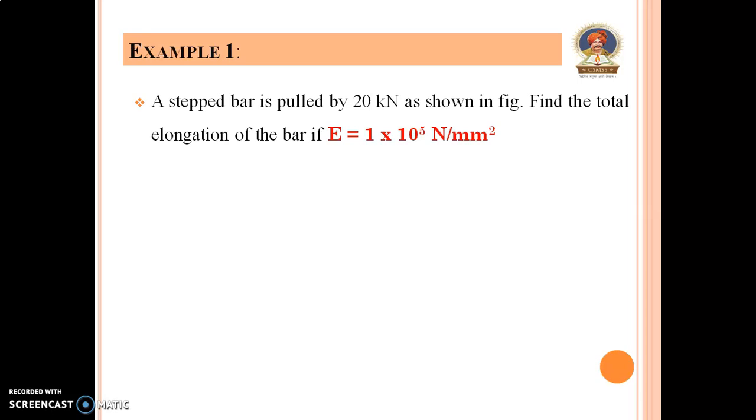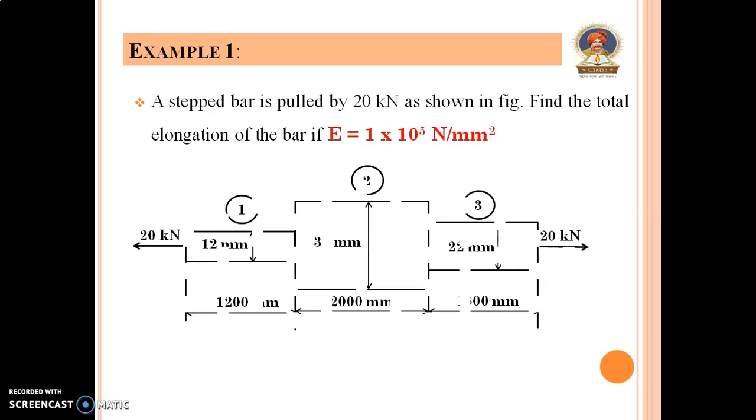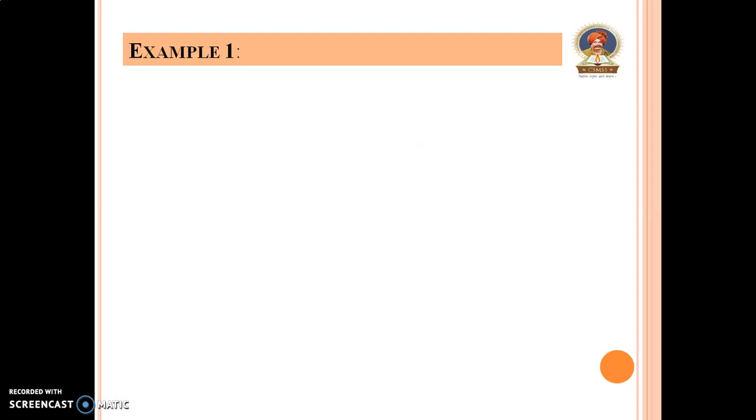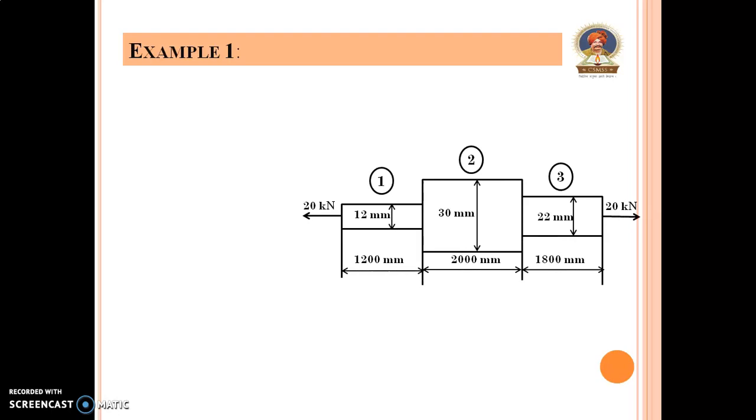A step bar is pulled by 20 kN as shown in the figure. Find the total elongation of the bar if E is equal to 1 into 10 raised to 5 Newton per mm square. Here in this numerical, the diagram is given. So we have drawn once again here the diagram.